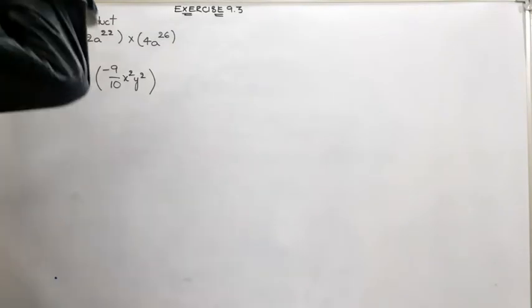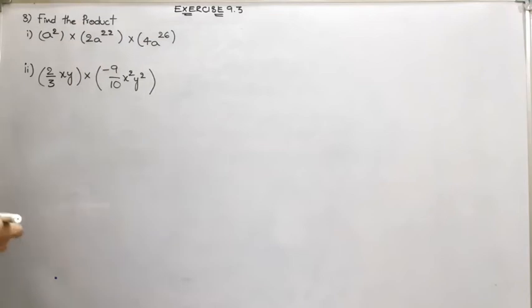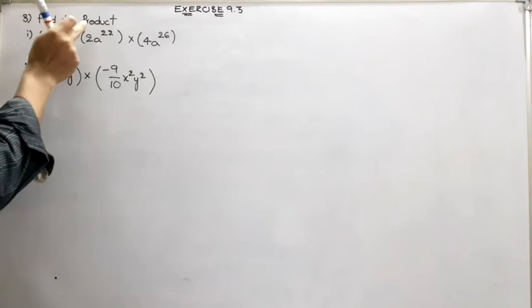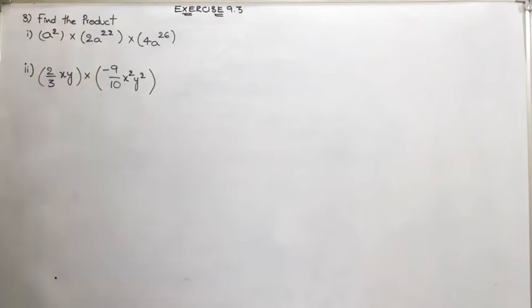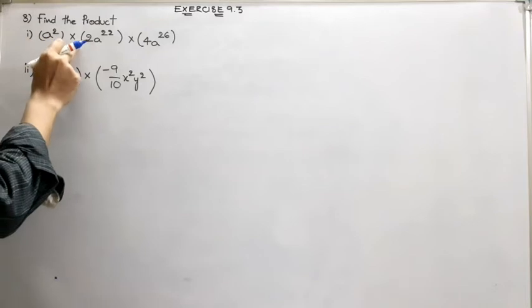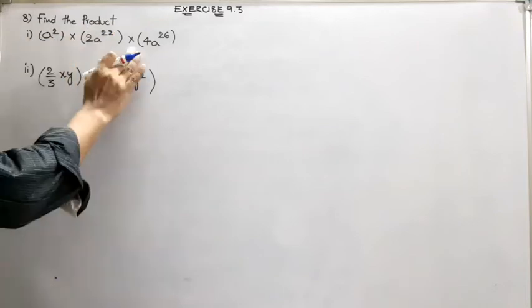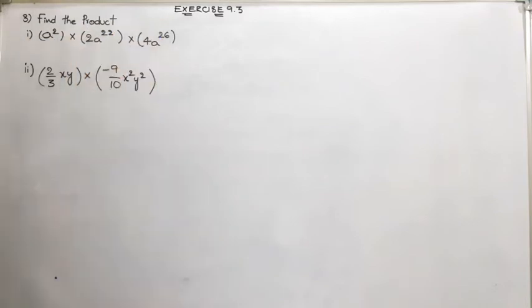So let us continue our exercise 9.3. So we are there at the third Roman. So very simple things. Find the product. That means we have to multiply the given monomials. So a square multiplied by 2a power 22 multiplied by 4a power 26.